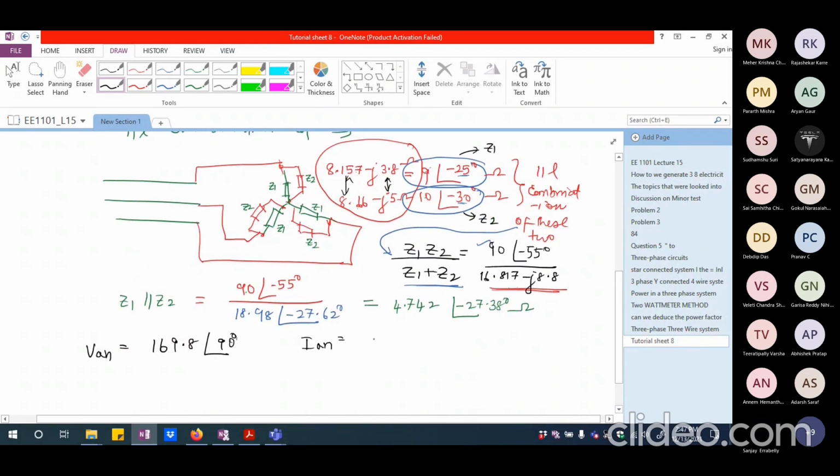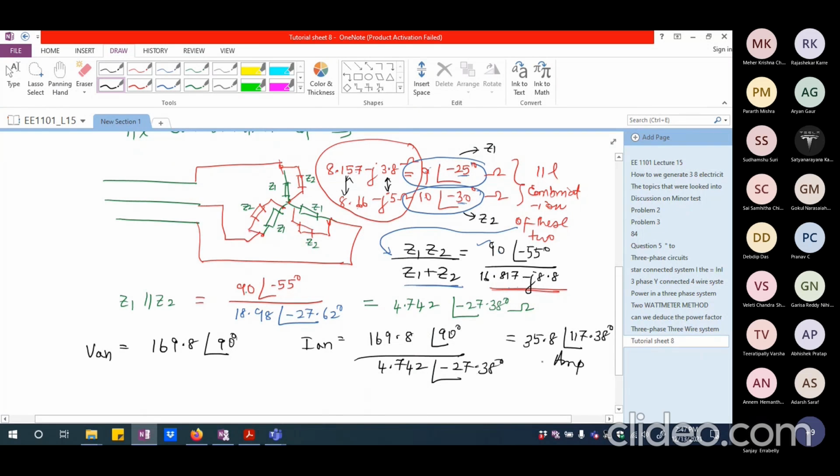So IAN is going to be 169.8 angle 90 divided by 4.742 angle minus 27.38. Okay, and that comes out to be 35.8 ampere magnitude with 117.38. This is the amperage.